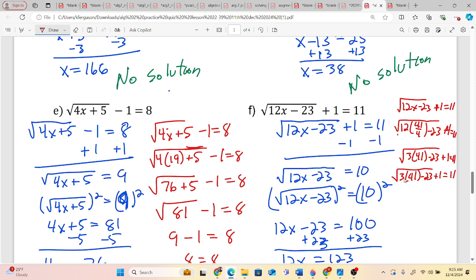So what's 3 times 41? That is 123 minus 23 plus 1 equals 11. So when I do that, I get the square root of 100 plus 1 equals 11. The square root of 100 is 10. 10 plus 1 equals 11, and then 11 equals 11. Oof, that was a lot, but yep, that worked out. So that's all 3 pages, and I am out of here.